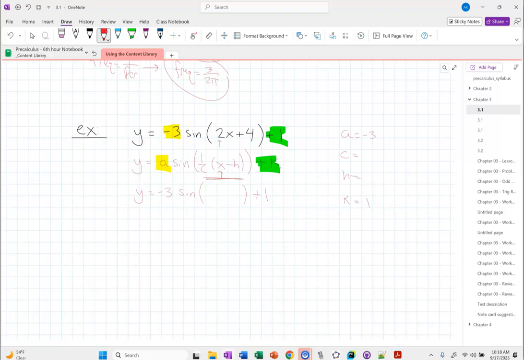It's going to be whatever the coefficient on the x is. So a 2. When we factor that 2 out, what's going to be left? x plus 2.